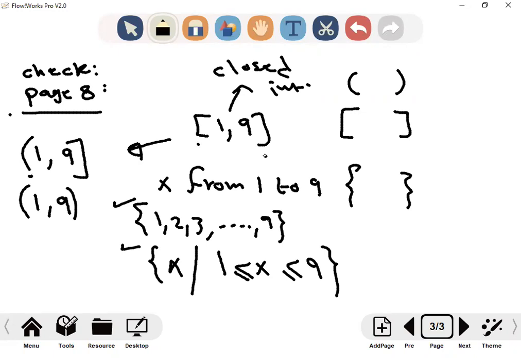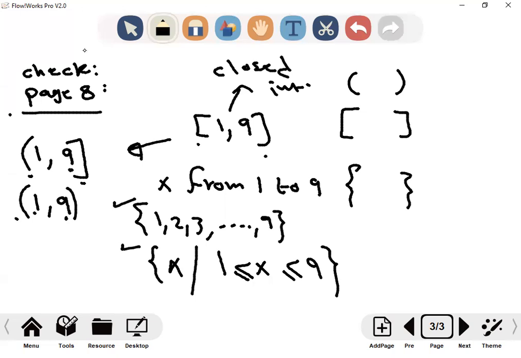This notation. What's the meaning of the bracket here? The parentheses here mean this number is not included. This 9 is not included, but this 9 here is included. Got it? Good.